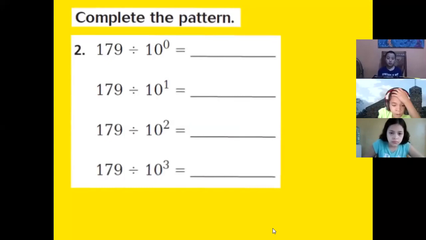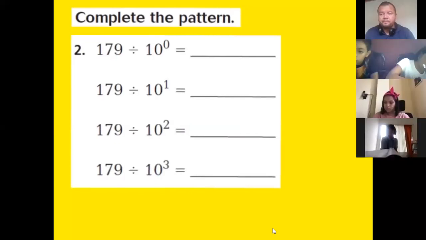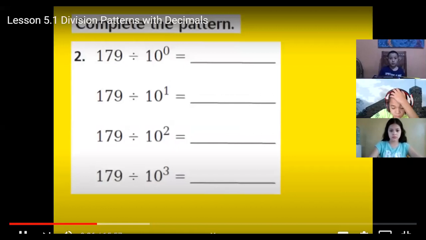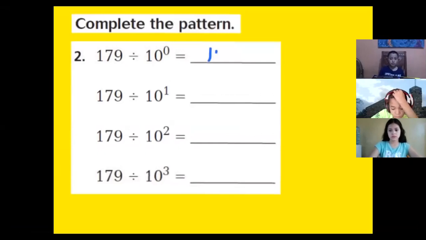So I'm going to use what I know about patterns with exponents to help me complete this problem. Now, for the first part, I have 179 being divided by the 0 power of 10. My exponent here is a 0. So what that means is I don't need to move my decimal at all. So when I write my answer down, I'm going to write down that 179 divided by the 0 power of 10 equals 179.